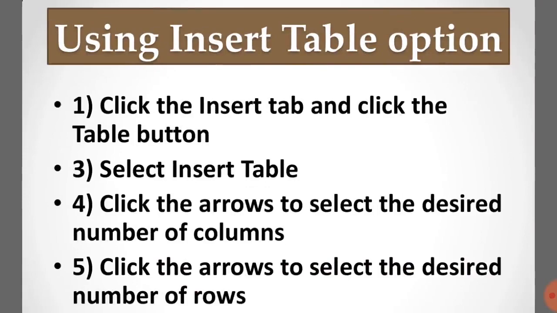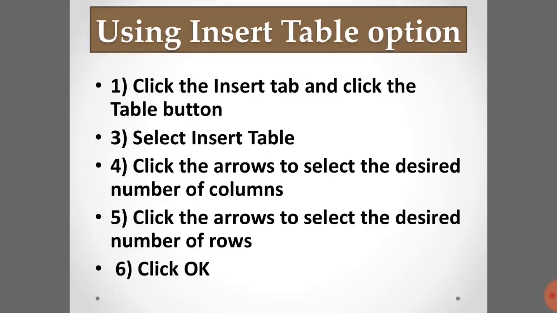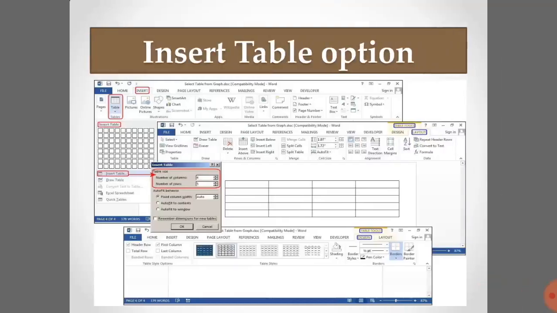Now the next option is using the Insert Table option. The Insert Table option works in the same way as the grid does. Click on Insert. Now select the Table button. Then there is an option named Insert Table. Here you have to write down the number of rows and the number of columns you need to be drawn in the table, or just click on the arrow buttons there. They will increase or decrease the number of columns and rows, and click on OK. Your table has been drawn. See the example.